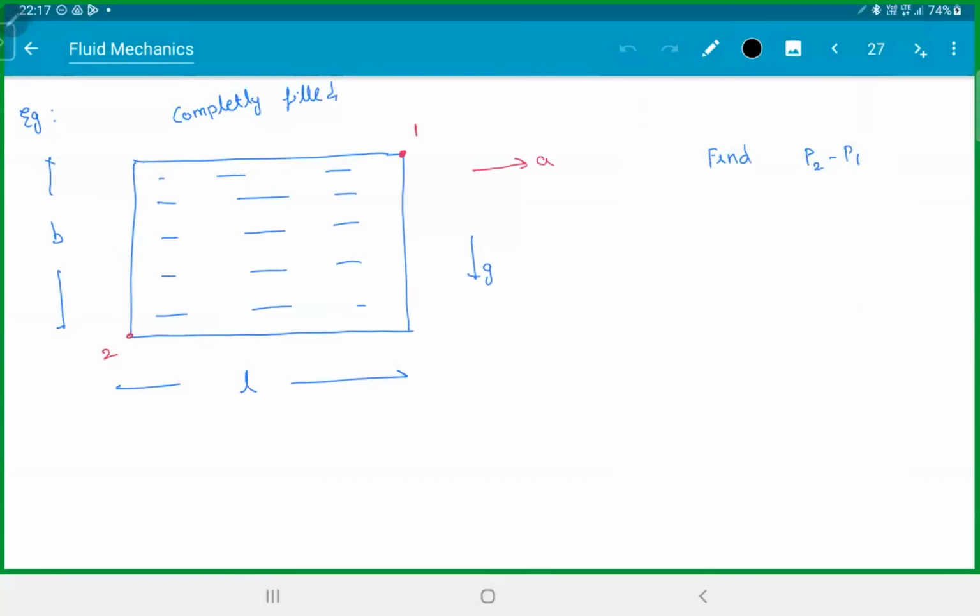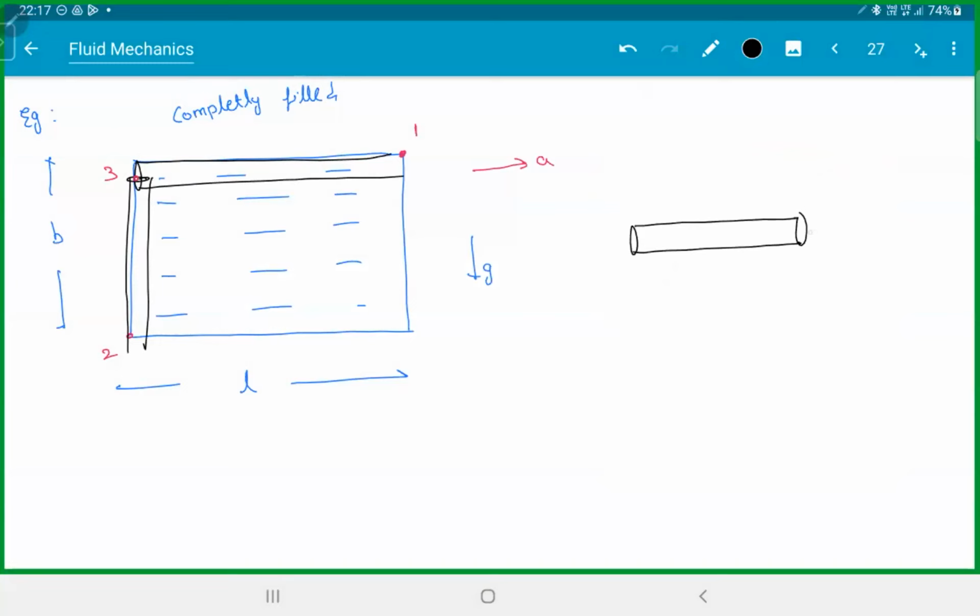See, any ideas? Now here what you can do is travel like this first, take a cylinder like this, and then take a cylinder like this. Let's call this point 3. When you take the horizontal cylinder, this is point 1 and this is point 3. For the horizontal cylinder, what will it think? It will think gravity has become a. The effective gravity is a. So we get P3 minus P1 is density into the gravity a into L. Everyone agrees?